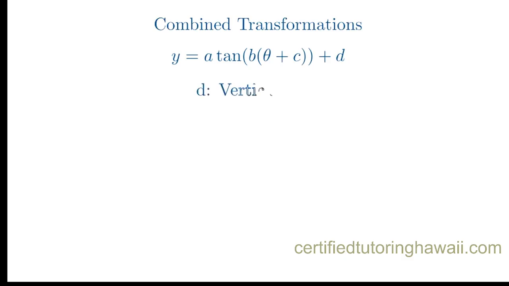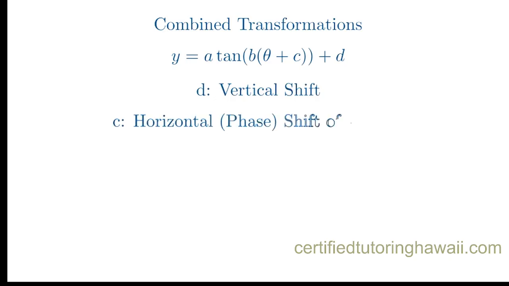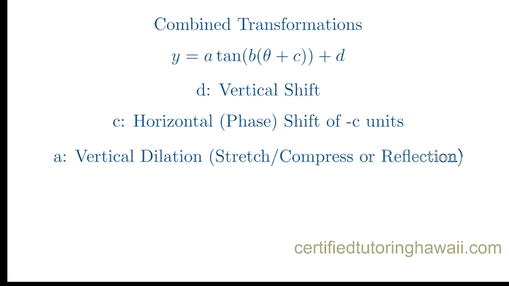Parameter d controls the vertical shift, parameter c controls the horizontal or phase shift by negative c units. Parameter a controls the vertical stretch or reflection. And finally, parameter b controls the period change, making it pi divided by the absolute value of b. Understanding these individual effects is crucial for analyzing and sketching any tangent function, no matter how complex the transformation.